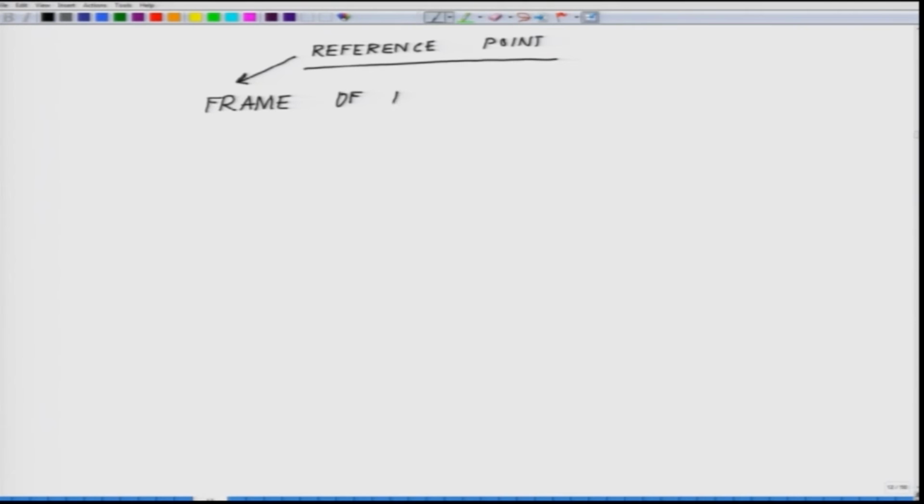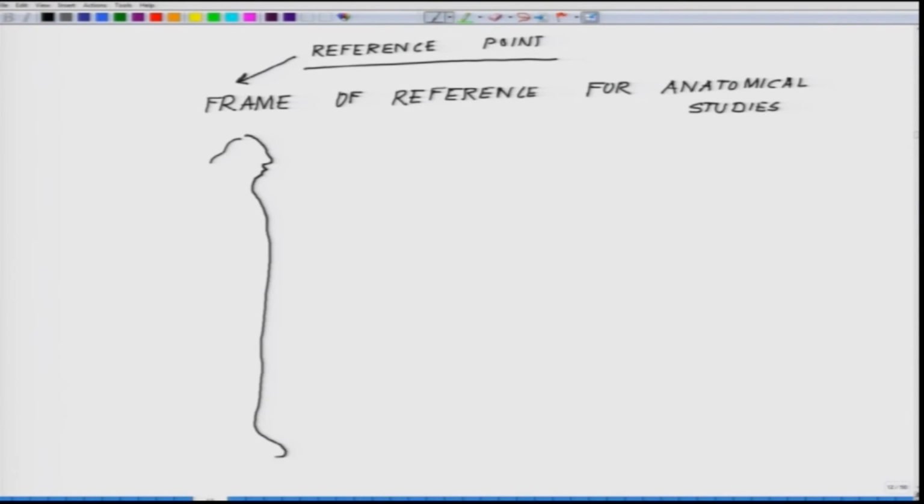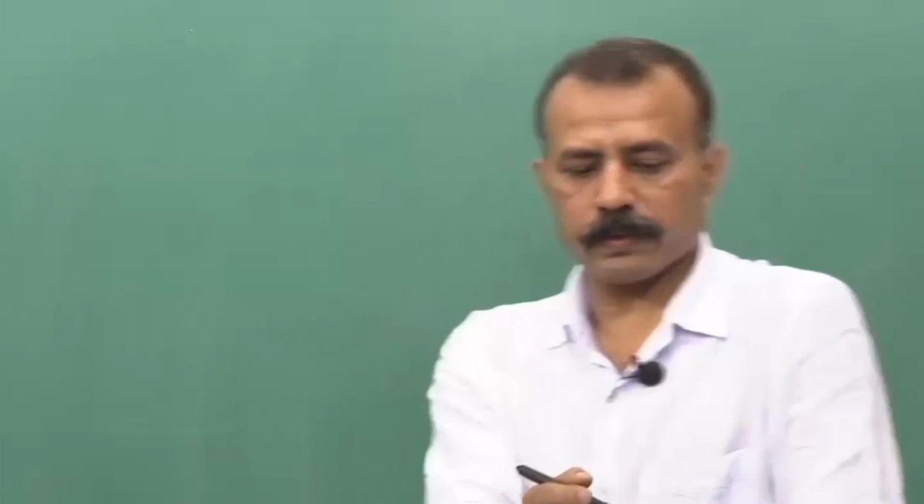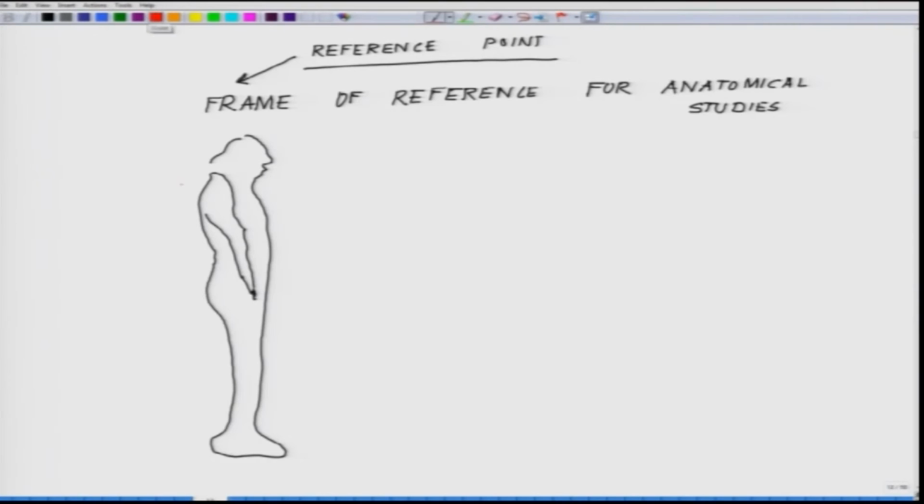Frame of reference for anatomical studies. Say, for example, you are standing sideways. If you look at me, I am standing sideways now. If you look at it sideways, you can see this picture. If you stand sideways, this is how it will look. How do we put the reference? This is the cranial part.